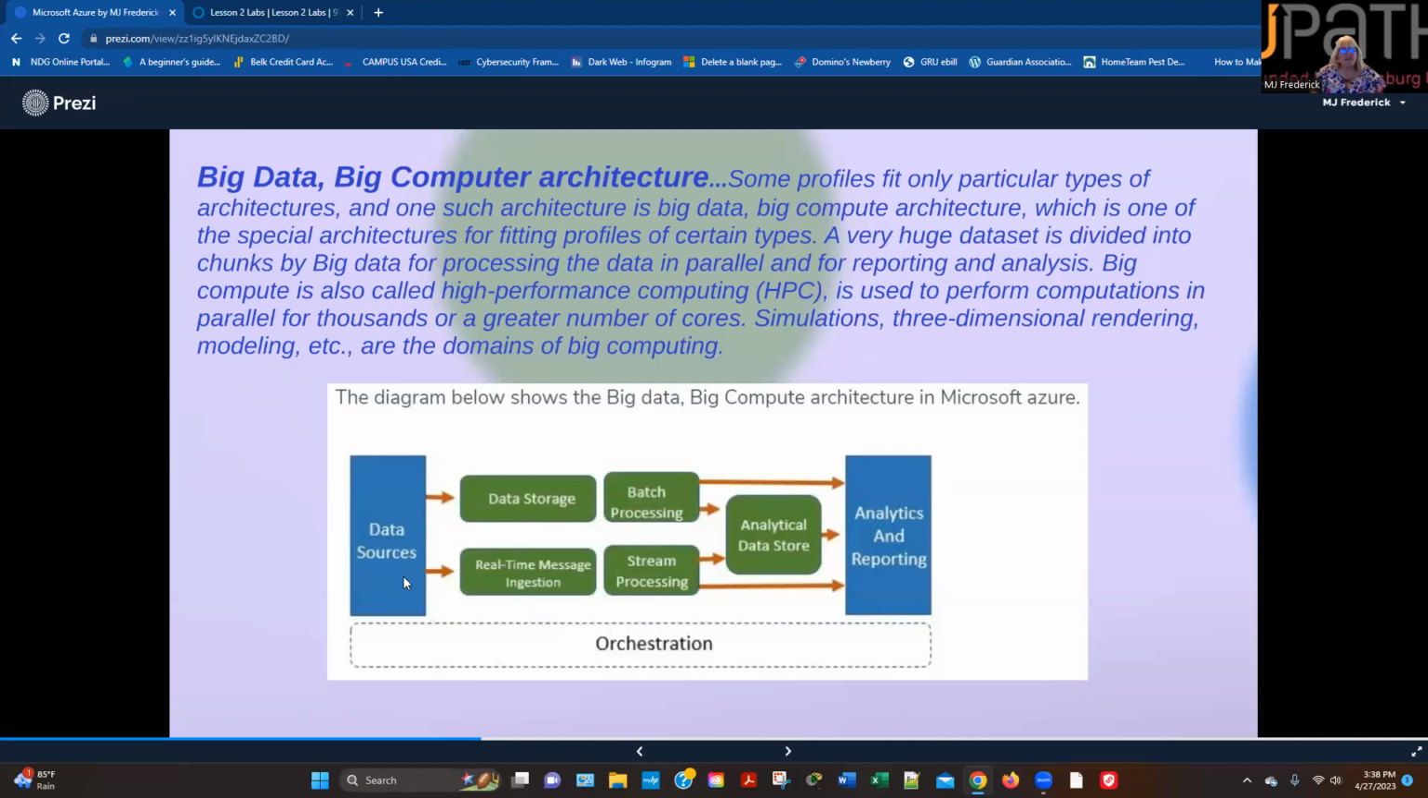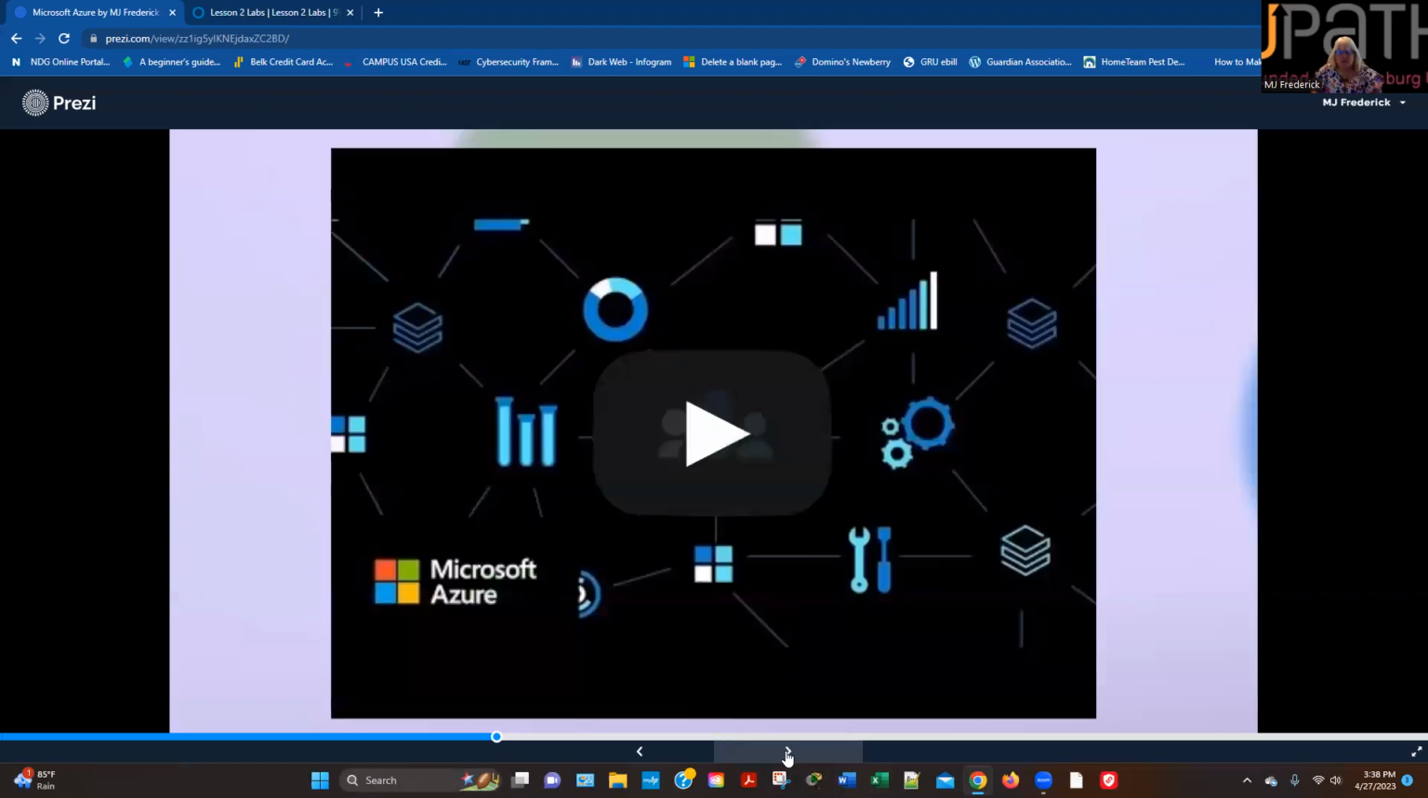So you get the idea about the data sources, your data storage, your real-time message ingestion, batch processing, stream processing, and then analyzing in an analytical data store, and then spitting out the analysis and reporting. The orchestration is all done underneath this to guide it. Azure offers all of this. That's why there's such an array of information when you see it in your lab, and it can be quite overwhelming.